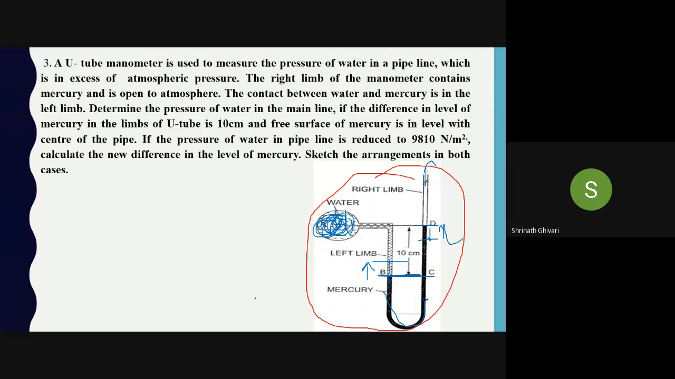Okay. You have to remember this diagram. See here, he has given one sentence that determine the pressure of water if the difference in the level of mercury in the limbs of the U-tube is 10 centimeter. See this sentence, the free surface of mercury. This is the free surface of mercury, not this one. If this is open to atmosphere, do you agree? This mercury level is open to the atmosphere, therefore it is the free surface. Therefore the free surface of mercury is in level with the center of the pipe. Okay, that is the point.